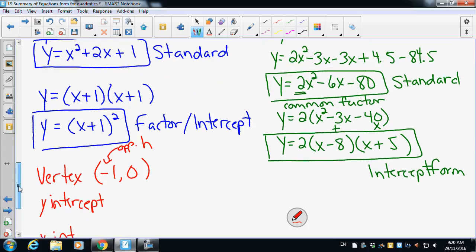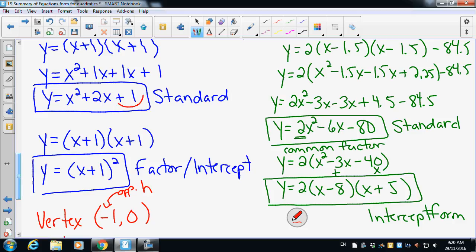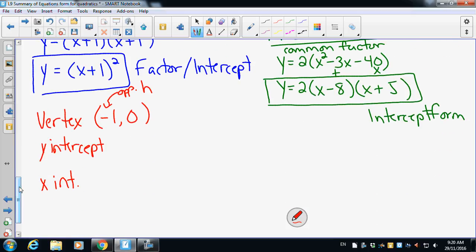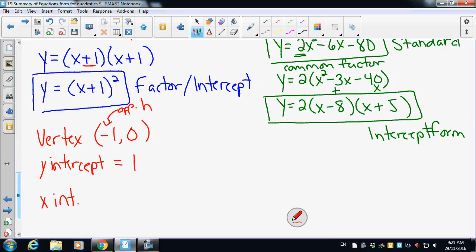The y-intercept comes from our standard form. So our y-intercept is 1, because if I put 0 in here and 0 in here, that'll make 0 plus 0, which is 1. So the y-intercept is 1. And the x-intercepts, look at my brackets and the opposite signs. So they're the same number, so I only have one x-intercept, -1.